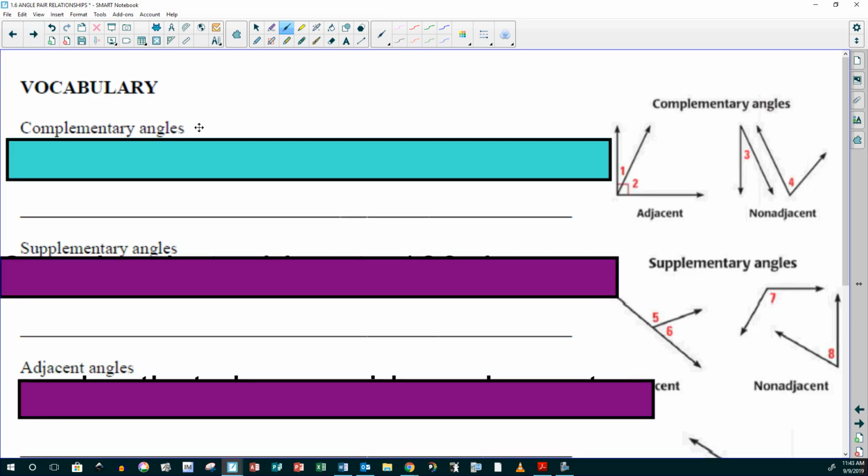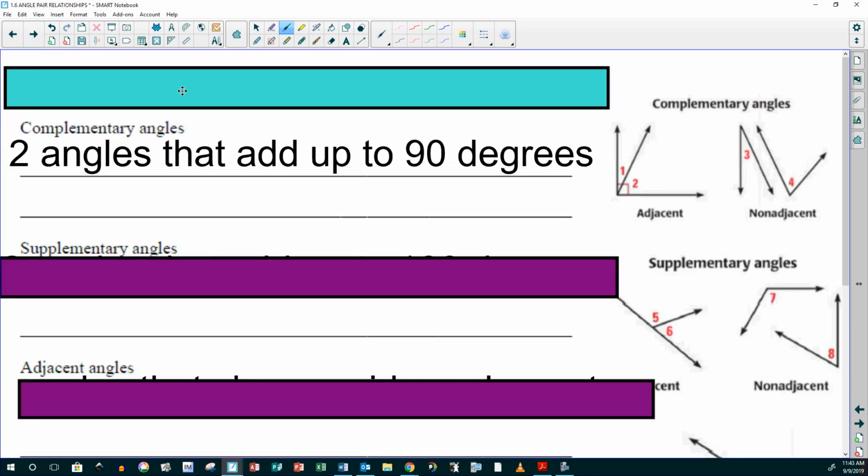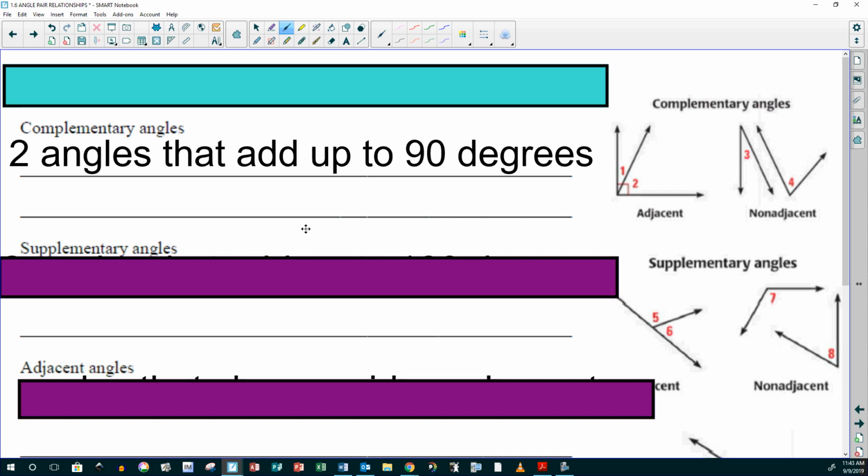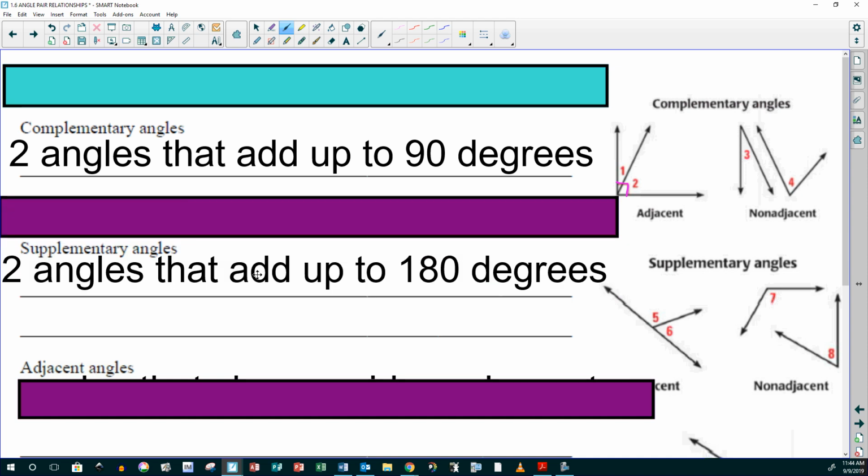All right, so complementary angles. Complementary angles are two angles that add up to 90 degrees. You already know this. So over here, for example, angle 1 plus angle 2 add up to 90 degrees. Angle 3 plus angle 4 add up to 90 degrees. They can be adjacent or non-adjacent, and we will get to adjacent here in just a second, as you can see right here. And then supplementary, two angles that add up to 180. So again, they can be adjacent or non-adjacent.